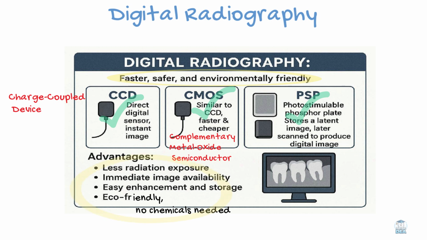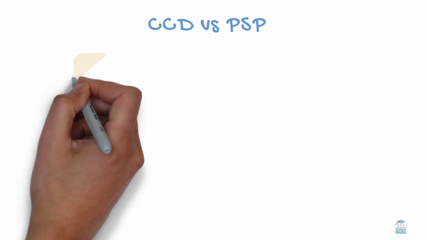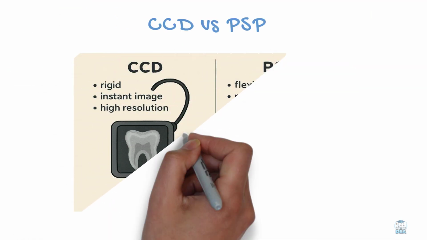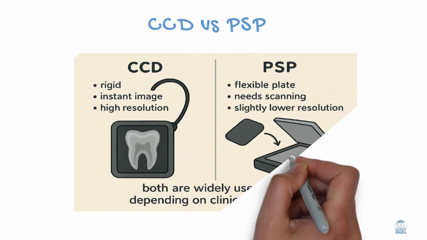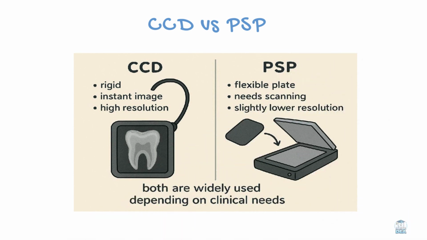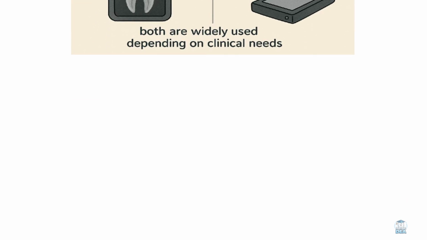Advantages of digital radiography include less radiation exposure, immediate image availability, easy enhancement and storage, eco-friendly, no chemicals needed. CCD versus PSP. CCD is rigid, gives an instant image, and has high resolution. PSP is a flexible plate, needs scanning, and has slightly lower resolution. Both are widely used depending on clinical needs.